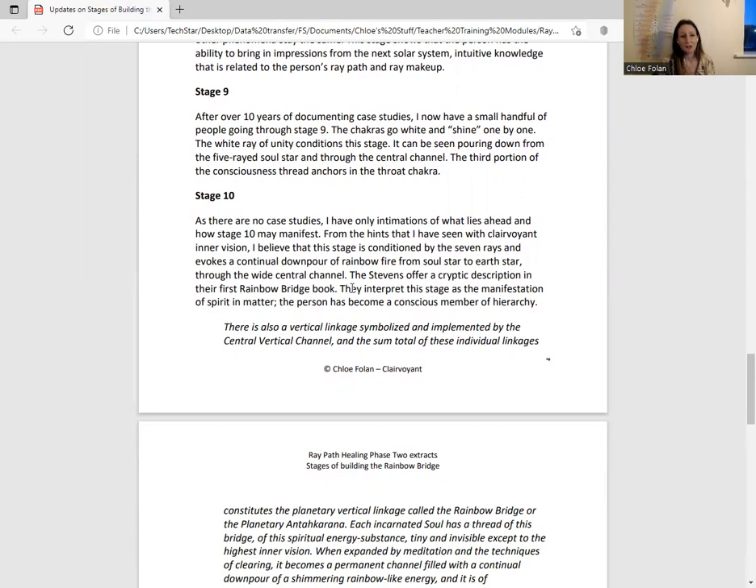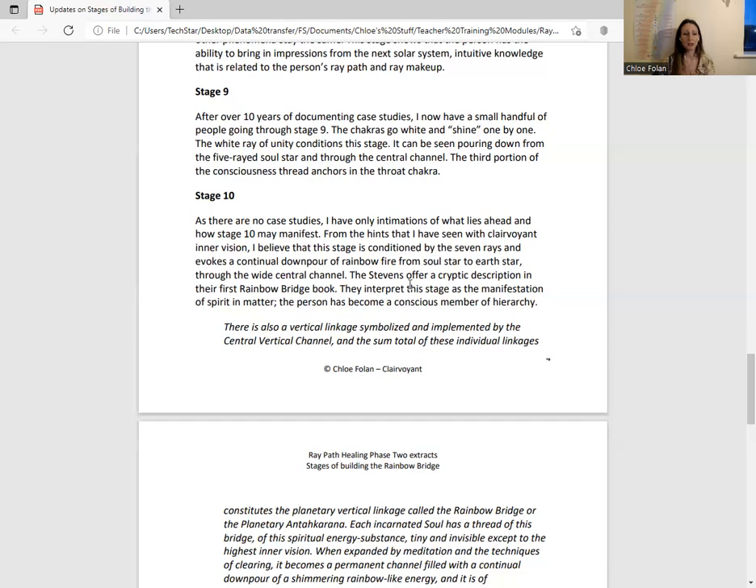Because in Stevenson's book, and in particular their second book, the late Josephine and Norman Stevens, founders of the Rainbow Bridge techniques, had a cryptic quote that never made sense to me. The reason the Rainbow Bridge techniques are called that, it's a coined term, is because when the Antahkarana is completed, it causes a continual downpour of rainbow fire through the central channel. And I'd never met anybody with a continual downpour of rainbow fire through their central channel.